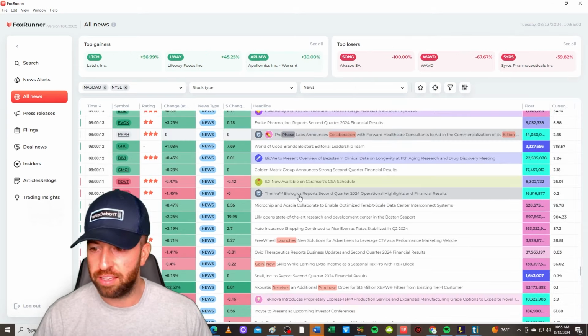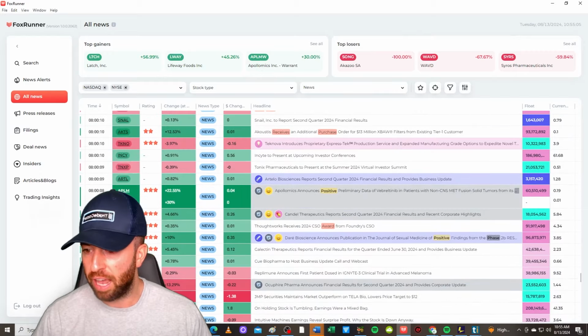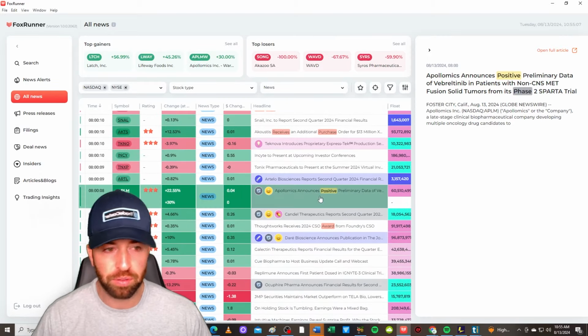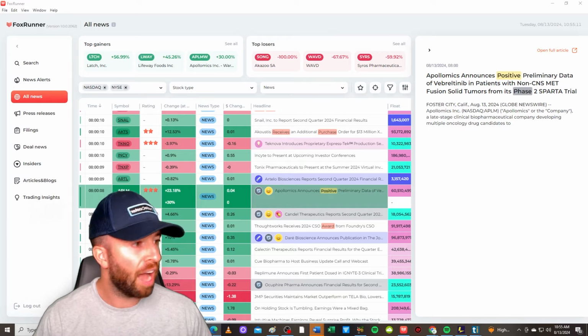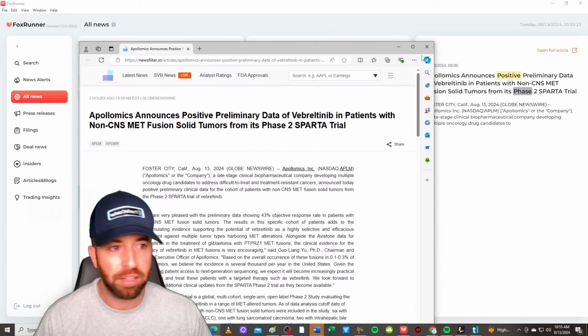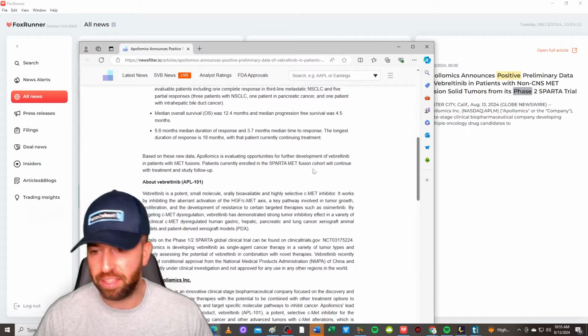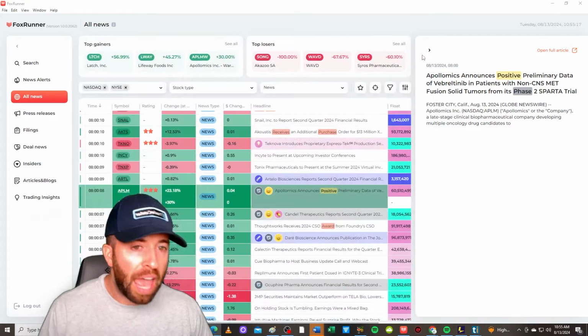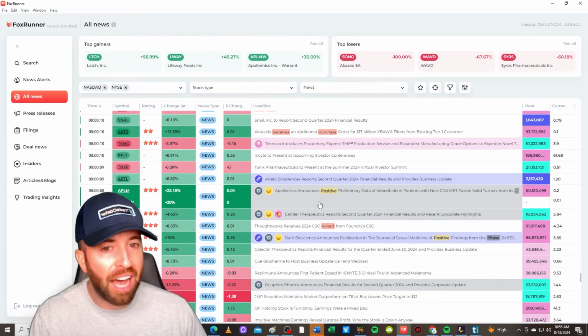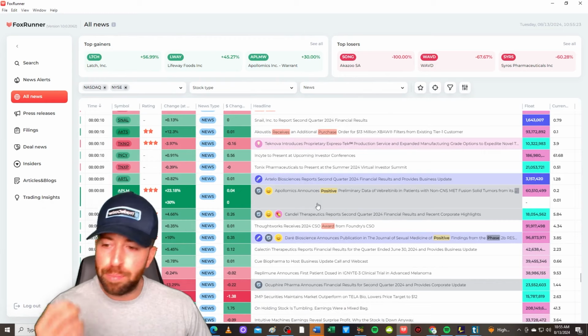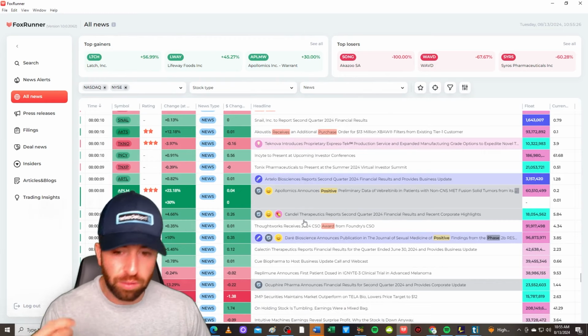Okay, hey, there is, right here, APLM. 3-star press release has the word positive right here. Positive preliminary data. I can go ahead and read this entire press release, and I'm able to get everything that I need. So every single morning, if we can find the hottest press releases, we are going to have the edge of getting in right away.